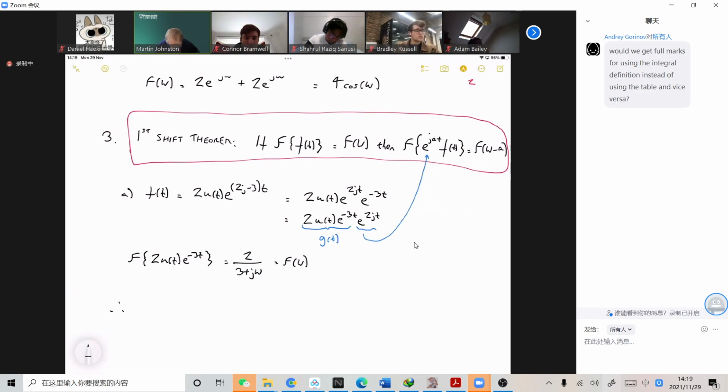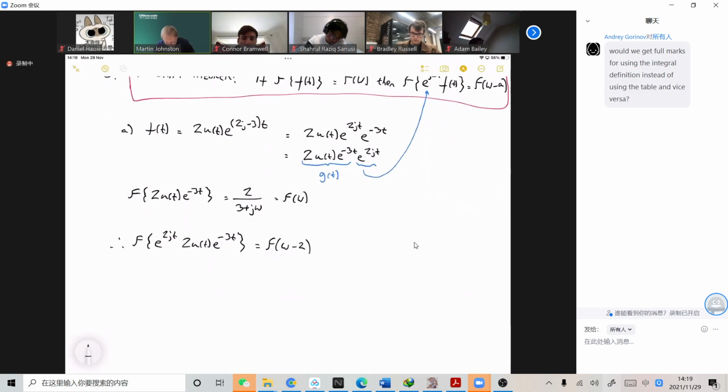So therefore, the Fourier transform of e to the 2jt times 2 u of t e to the minus 3t, well, we can see that in this case, it will just be F of omega minus 2. Therefore, all we've got to do is just replace omega with omega minus 2 in the expression above. So that will be 2 over 3 plus j omega minus 2.